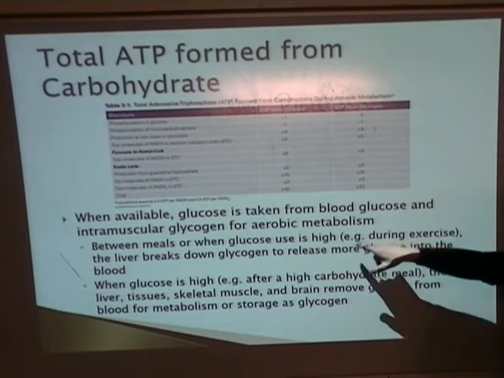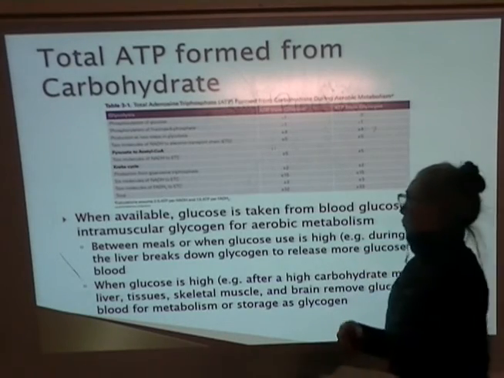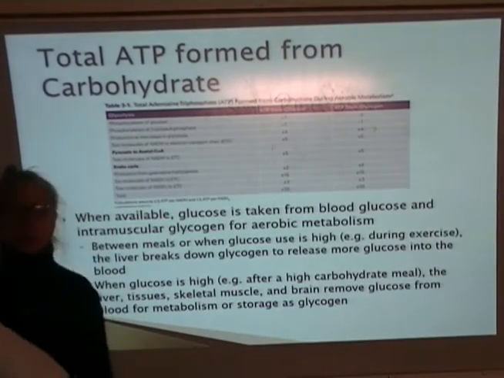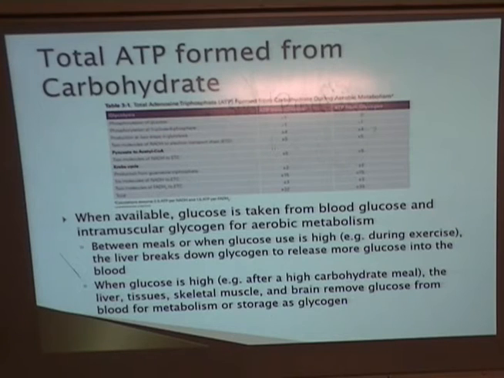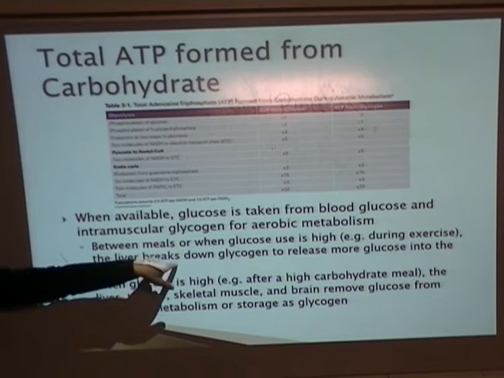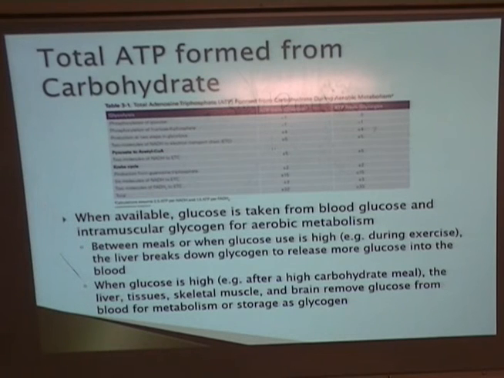So if glucose use is high, or if I go a long time in between meals and my blood glucose levels are quite low, then the liver will start to break down its glycogen store and dump some more glucose into the bloodstream. So that liver is like the backup pantry.